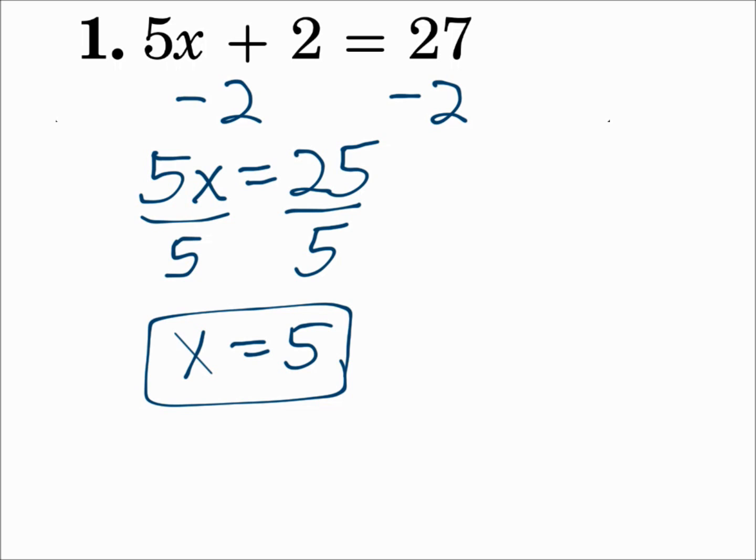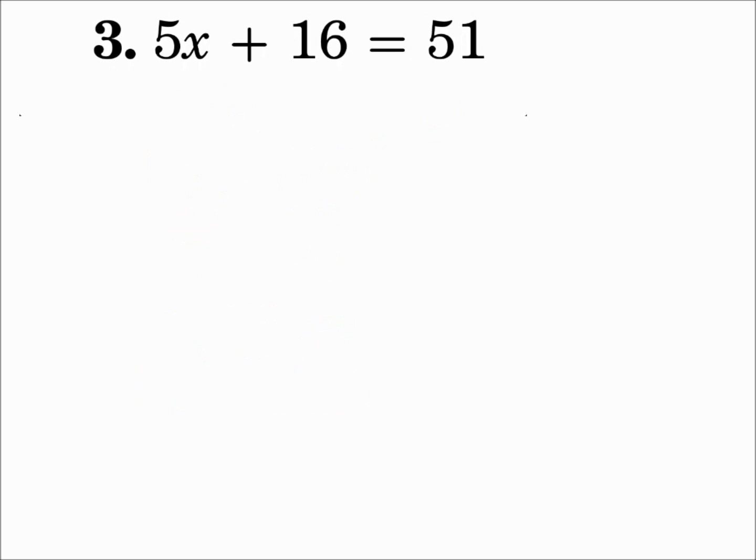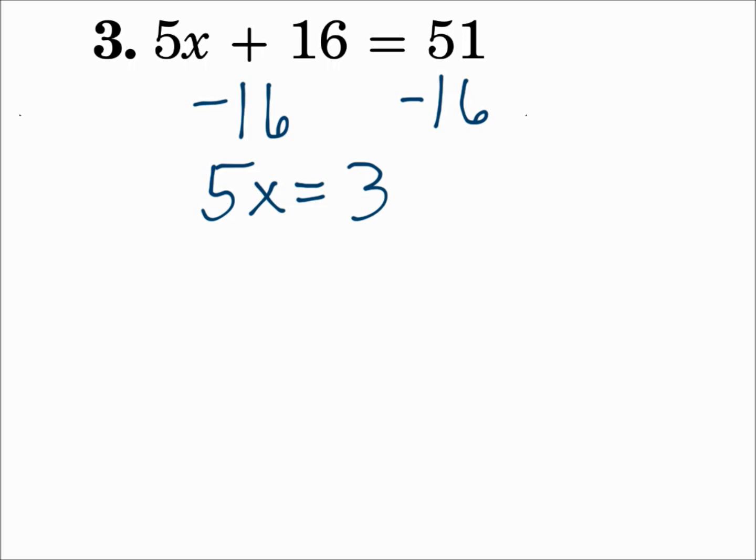Number 3, 5x plus 16 equals 51. Do fractions first, there's not any. Then add or subtract. The 16 is added. Do the opposite and subtract 16 from both sides. 16's cancel on the left, leaving 5x, and 51 minus 16 is 35.